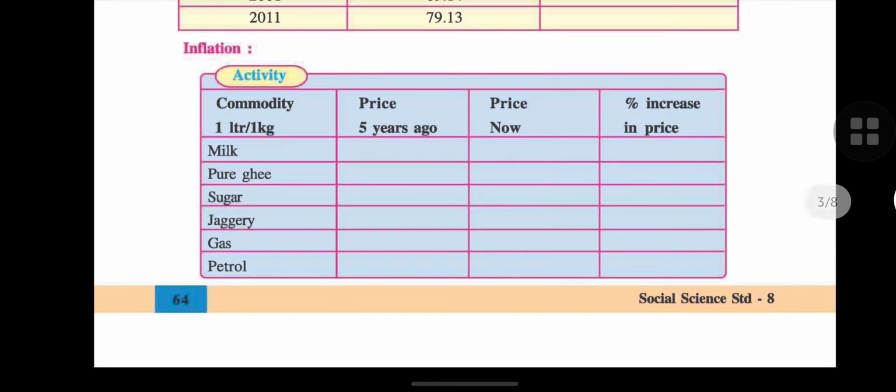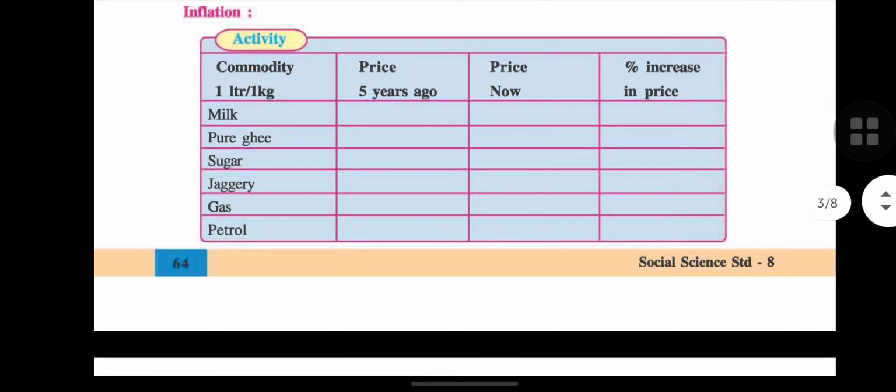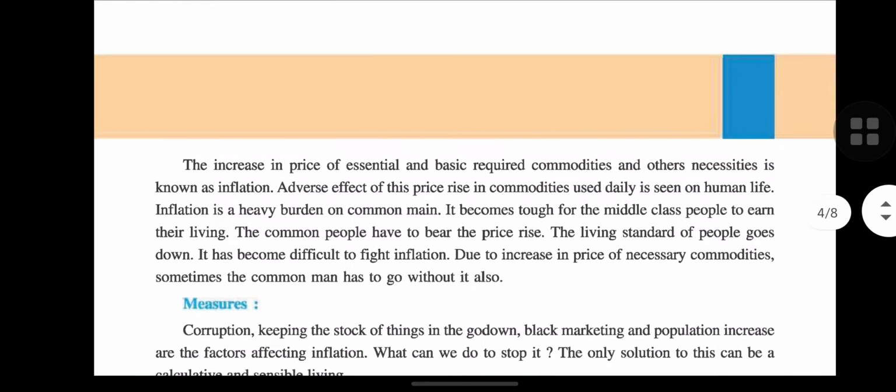Now, inflation means the rising of prices of different goods or things. Before 5-10 years, the price of petrol, 1 liter of petrol, was 30-40 rupees. Roundabout 10-15 years before, it was 40 rupees. Now it has reached up to 80. So that is an example of inflation. The increase in price of essential and basic goods, required commodities or other necessities is known as inflation.